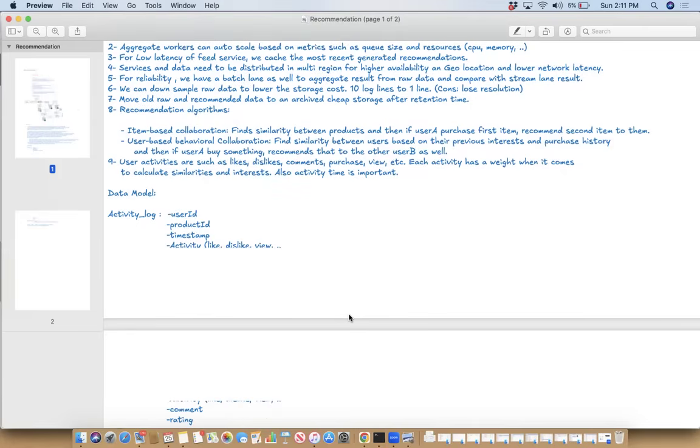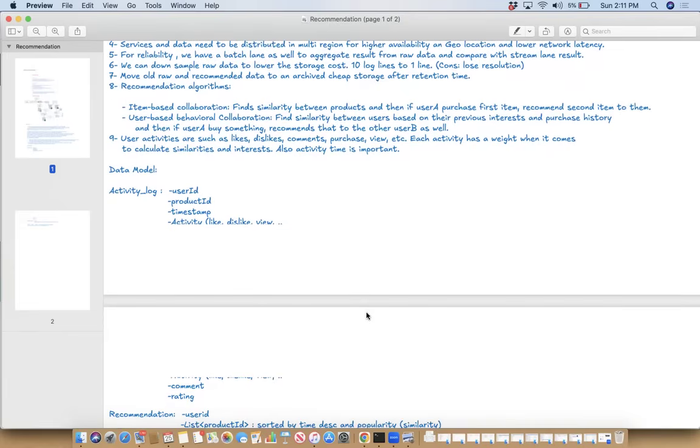However, in user-based behavioral collaboration, we find similarities between users based on their previous interests, activities, and purchase history. Then if user A buys something, we recommend the same item to user B, who is similar to user A. You got the difference, right? One is based on similarity between items and products. One is similarity between users and their past behavior.